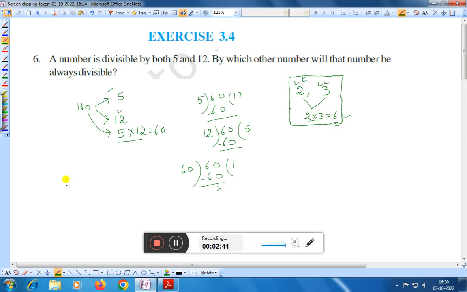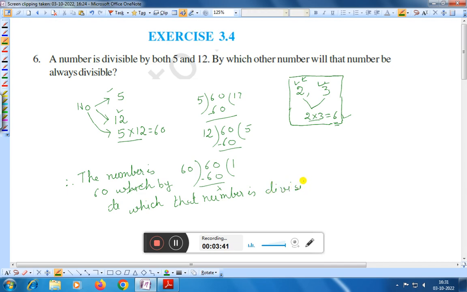Therefore, you can say that the number is 60 by which that number is divisible.